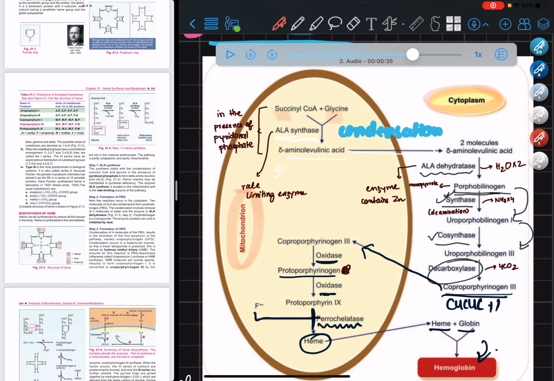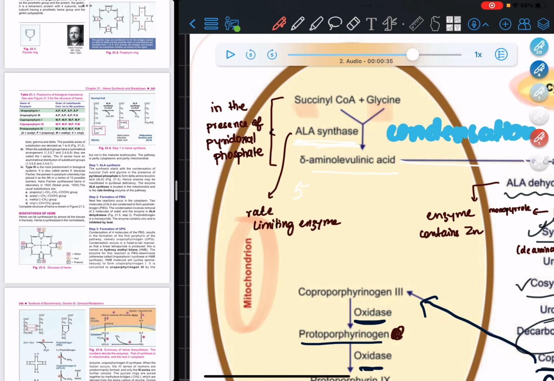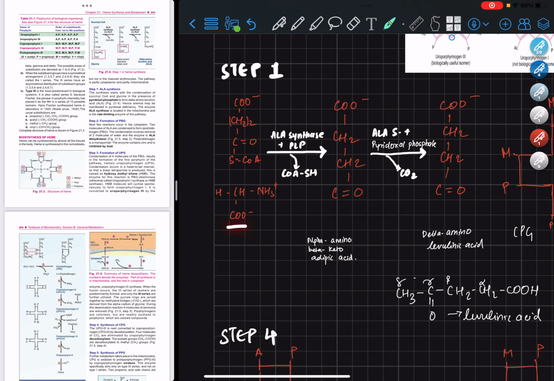Now I'll go a little bit more in detail. This is happening in the presence of the enzyme ALA synthetase, but it's also happening in the presence of pyridoxal phosphate. That is the first thing. Then going into a little more detail, this is succinyl-CoA and this is glycine. So in the condensation reaction, succinyl-CoA reacts with glycine to give delta-aminolevulinic acid. So we're going to go into detail of that.